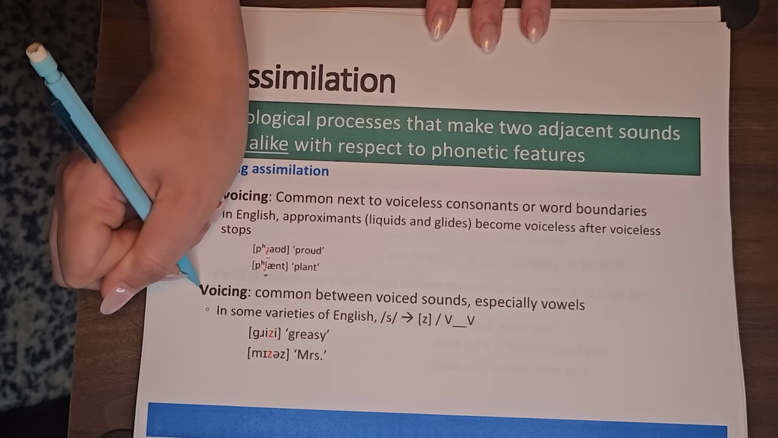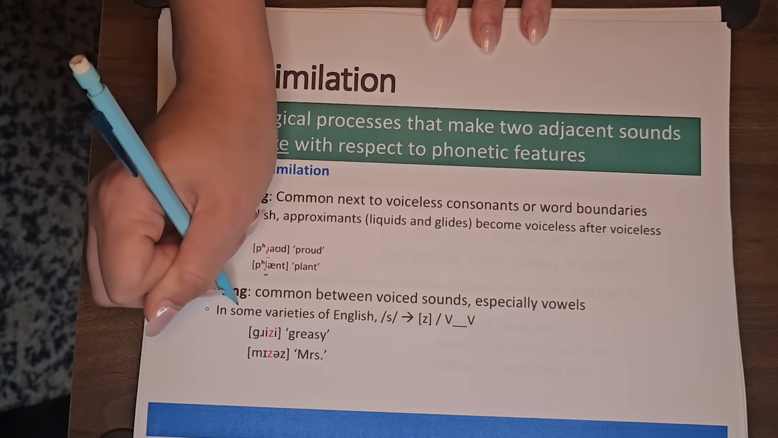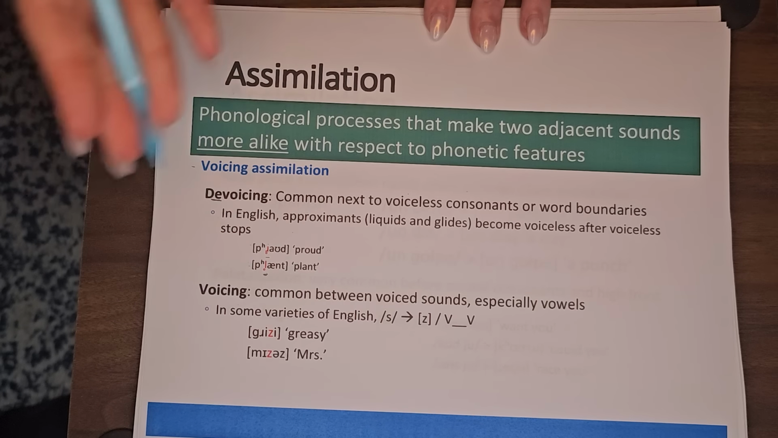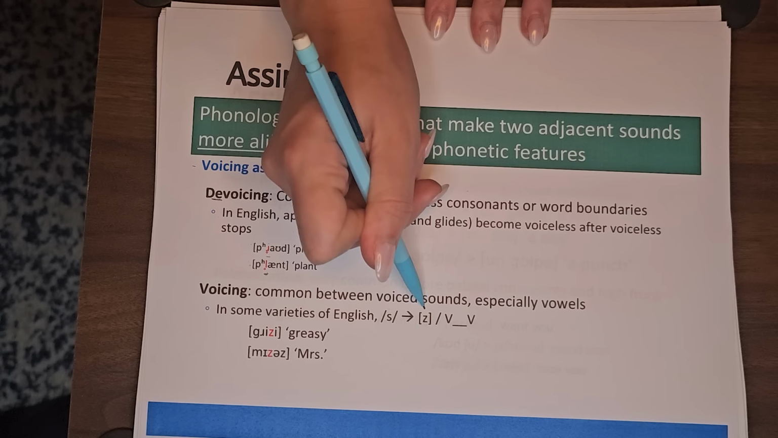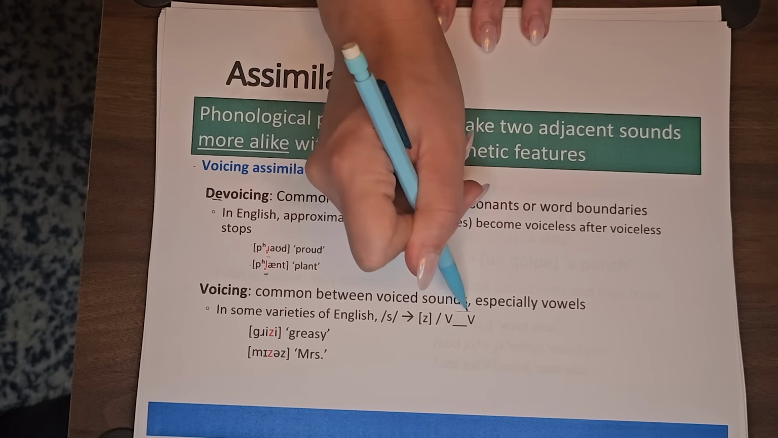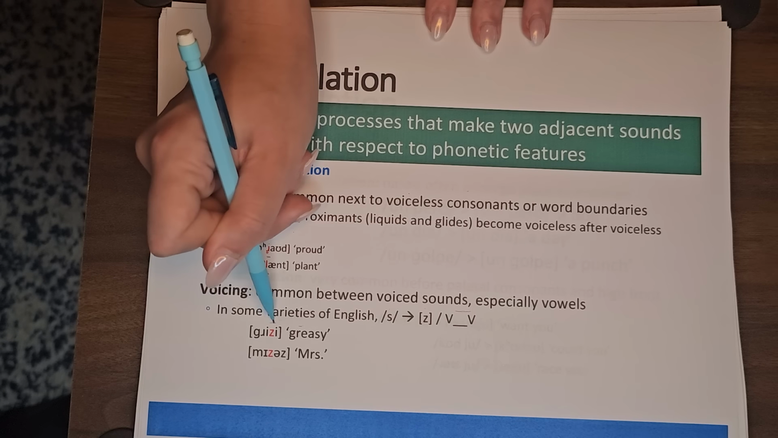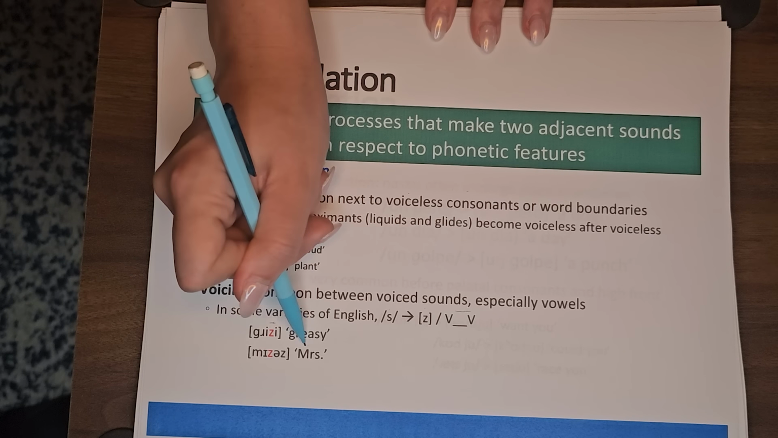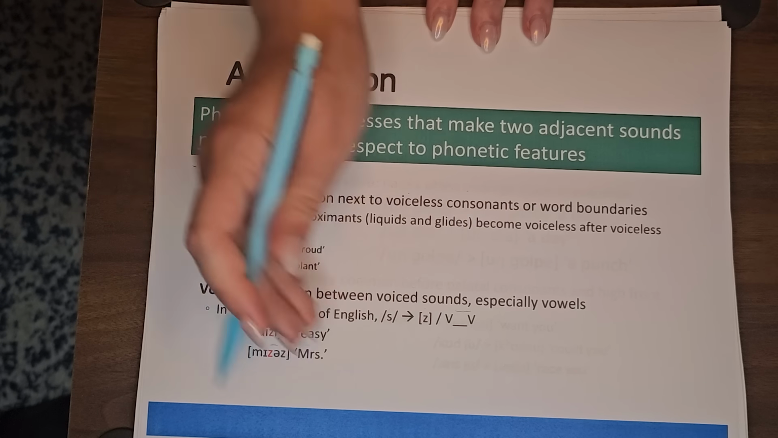And voicing is common between voiced sounds, especially vowels. So in some varieties of English, maybe not necessarily your variety of English, s becomes z between two vowels. So greasy might be pronounced as greazy, or Mrs. might be pronounced as Mrz between two vowels.